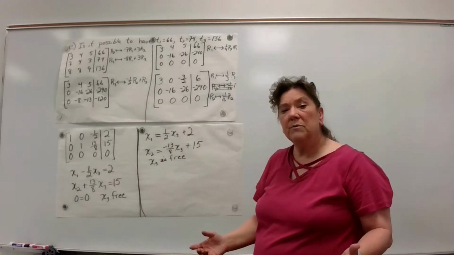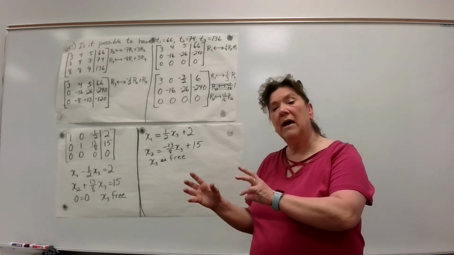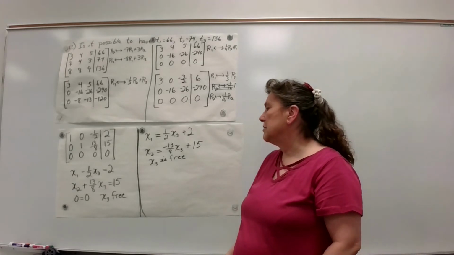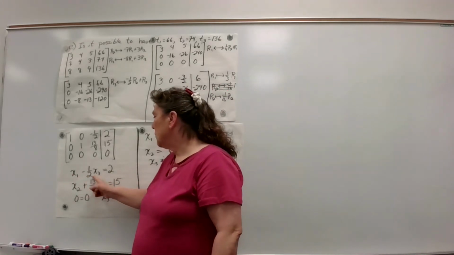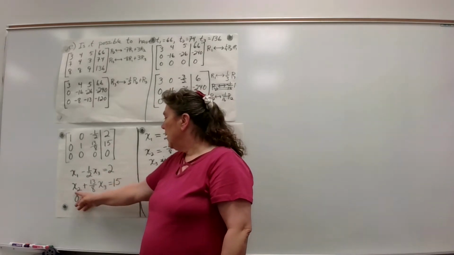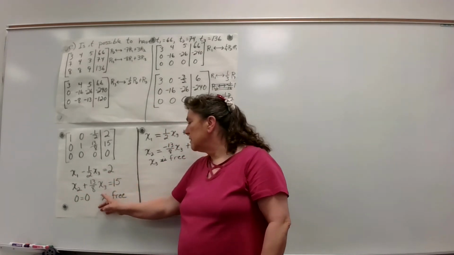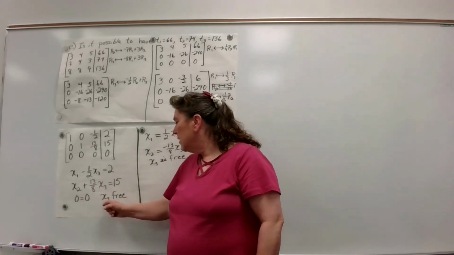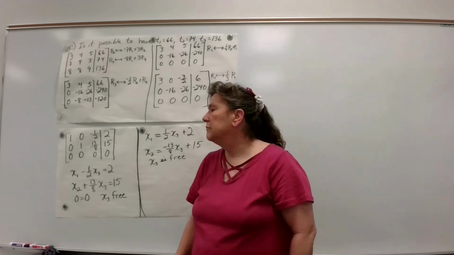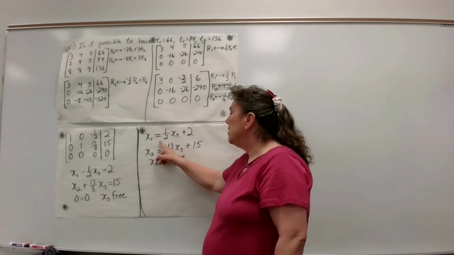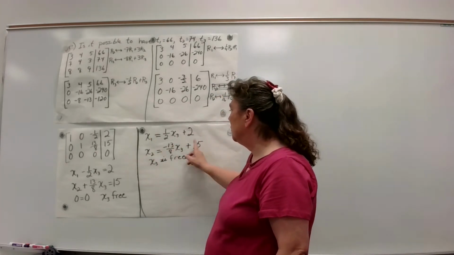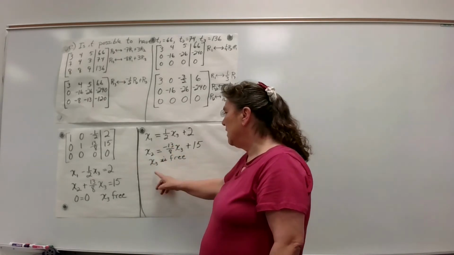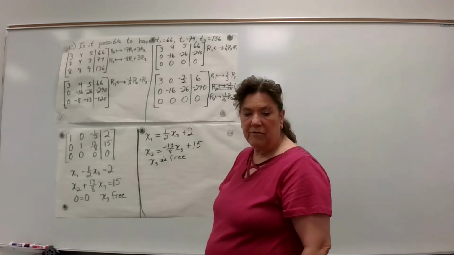So now we're at the reduced echelon, and we can now take that and illustrate each one of the variables in terms of the others. So x sub 1 minus 1/2 x sub 3 equals 2. X sub 2 plus 13/8 x sub 3 is equal to 15, and 0 equals 0. X sub 3 is your free variable. Moving on. X sub 1 is equal to 1/2 x sub 3 plus 2. X sub 2 is equal to -13/8 x sub 3 plus 15, and x sub 3 is your free variable.